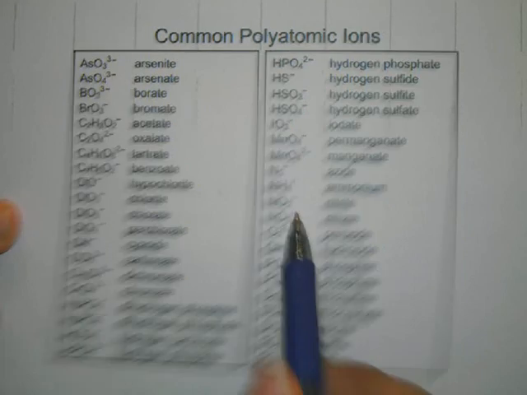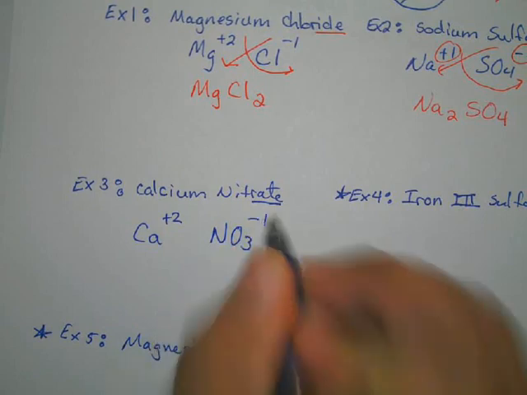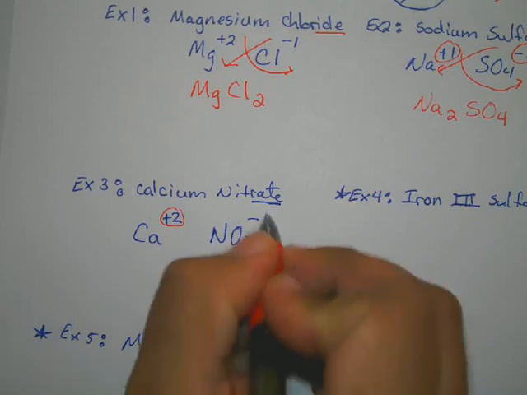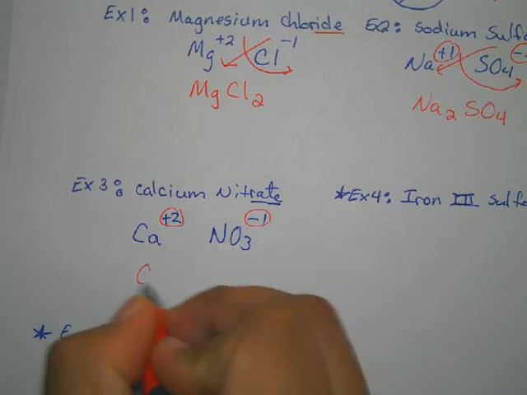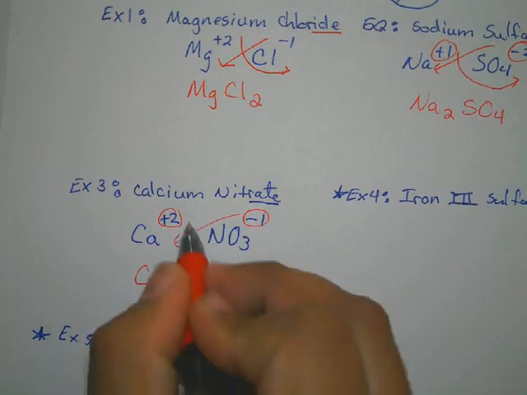So I'm going to write that down. NO3 with a -1 oxidation number. Now it's time to swap and drop these two numbers. So I'm going to go Ca, he gets a 1, right? And then NO3 is going to get a 2.